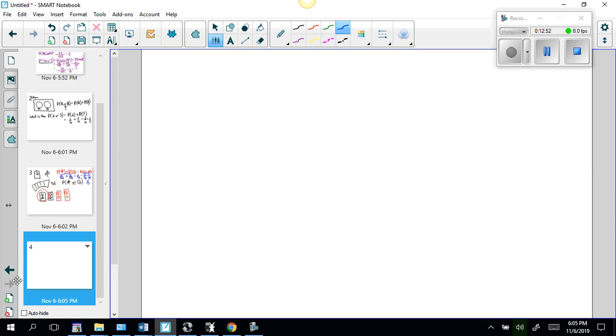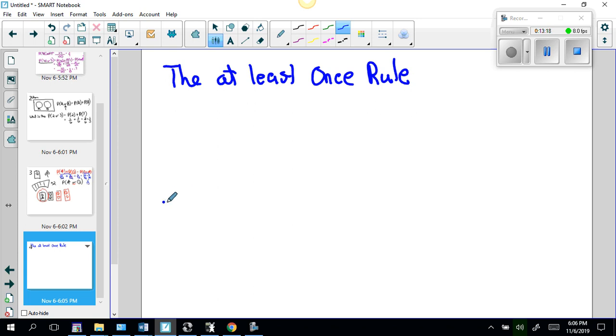So it's called the at least once rule. I think this book just makes up stuff like I make up stuff. Kind of like it sometimes. But they're doing this problem where they're throwing 4 coins. Oh man. So this is going to take some space.